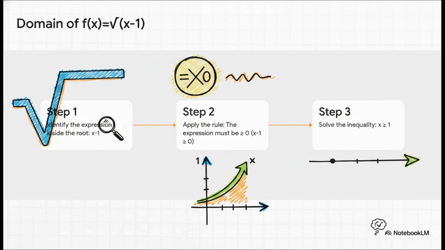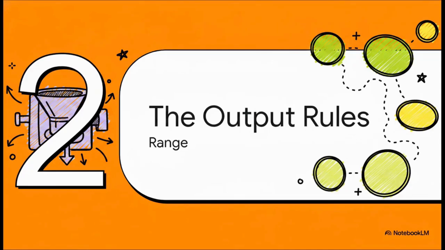And boom, that's our domain. Okay, we've pretty much got the input rules down. So now let's flip our function machine around and see what kinds of things can come out the other side. This brings us to the range.